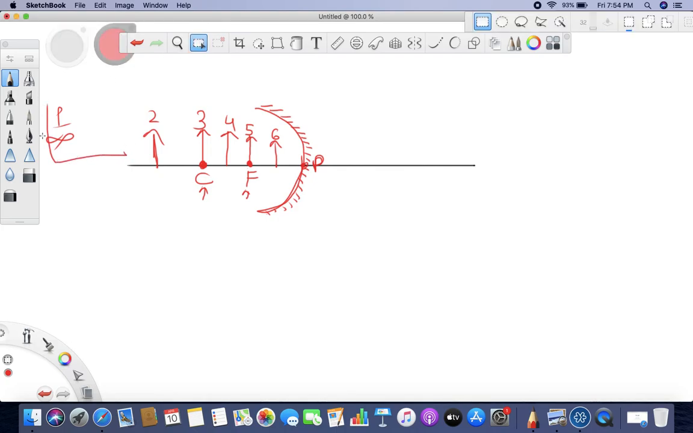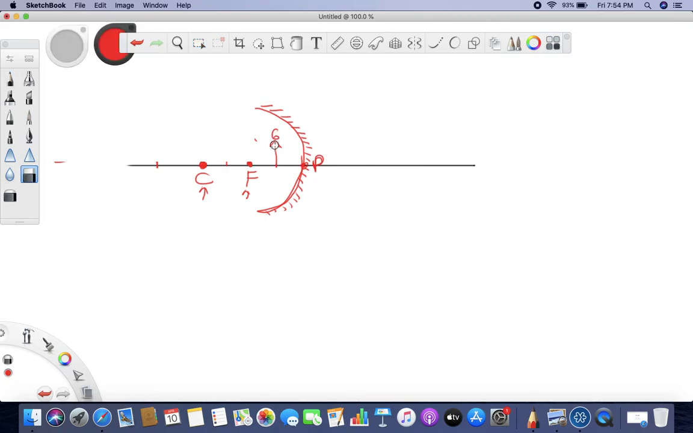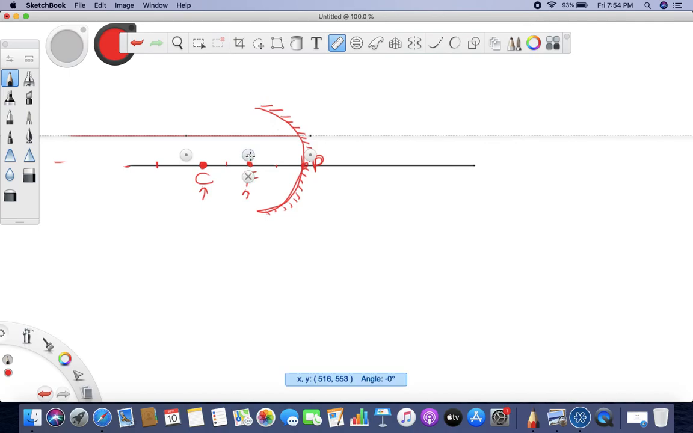Let me show you. Okay, so let us first put an object at infinity. So it is very easy. If you put an object at infinity, it means the parallel rays are coming. Always remember, when you put your object at infinity, the parallel rays are coming. So the parallel rays are coming like this. Let me take two rays. And I told you, if the parallel rays are coming, after reflection they always pass through F.